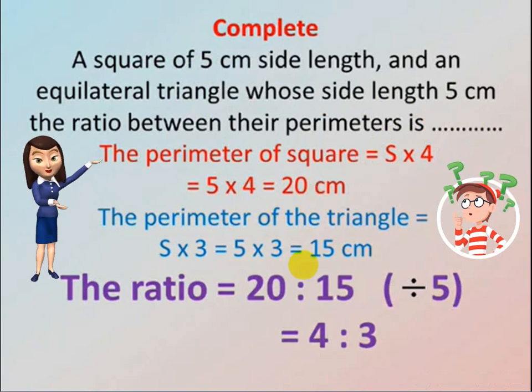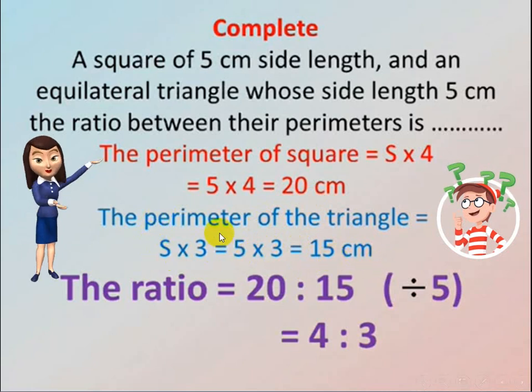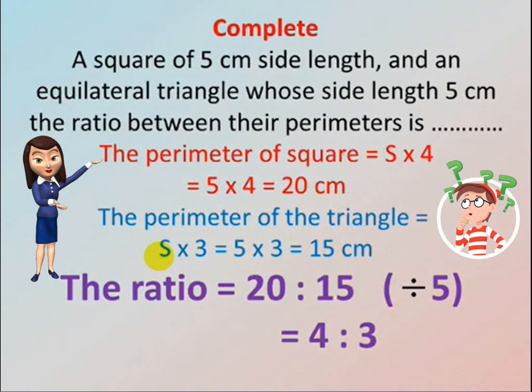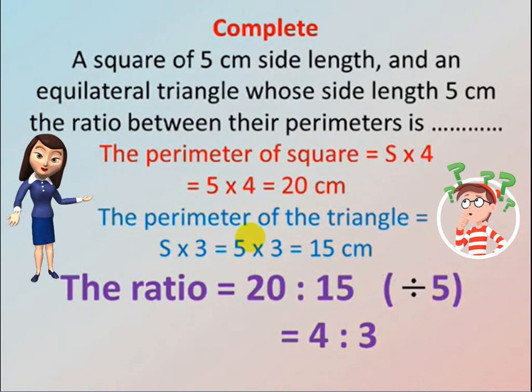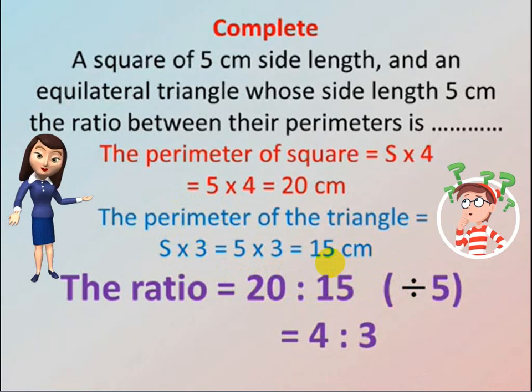The perimeter of the equilateral triangle. You know the equilateral triangle, all its sides are equal in length. The 3 sides of the equilateral triangle are equal in length. So the perimeter of the equilateral triangle is side length times 3. Substitute 5 times 3. You will get 15 centimeters. Now you can find the ratio.